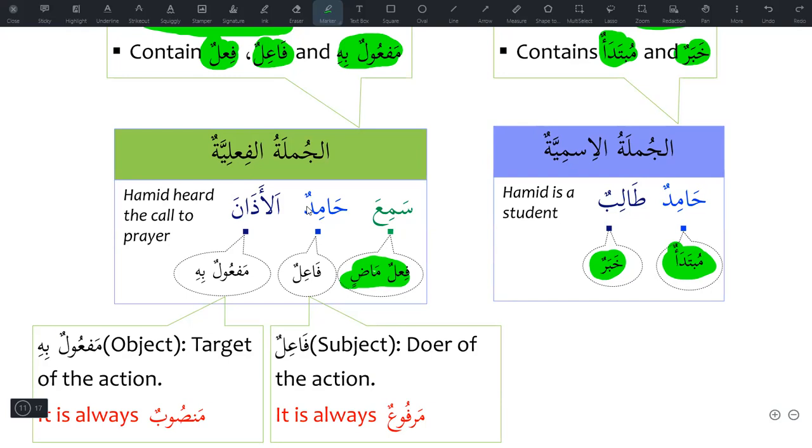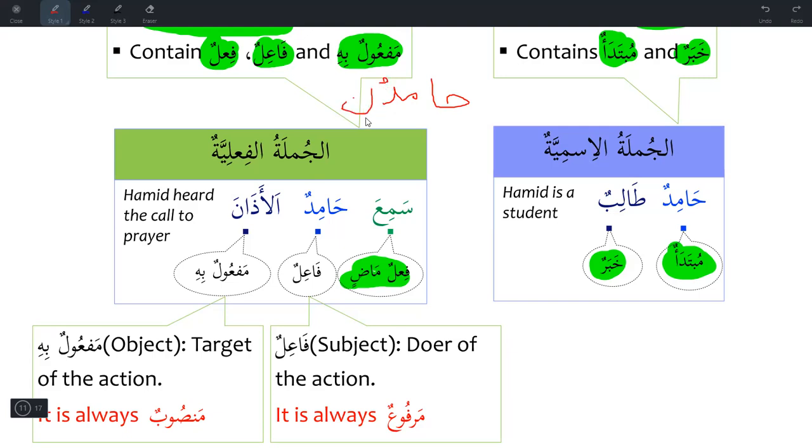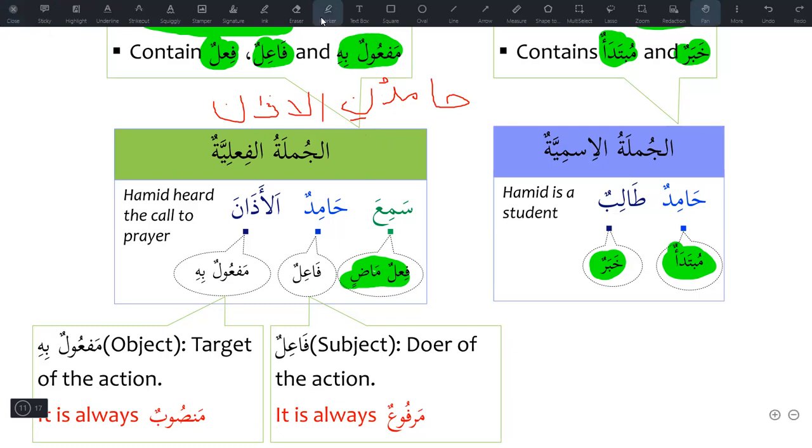Sami'a Hamidun al-azana. Actually, this is the right way to read. I write it here. Sami'a Hamidun al-azana. This is the right pronunciation. Azana. Sami'a Hamidun al-azana. So it is starting with the verb.